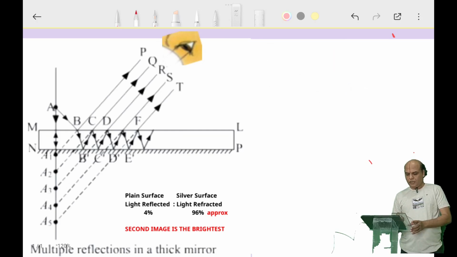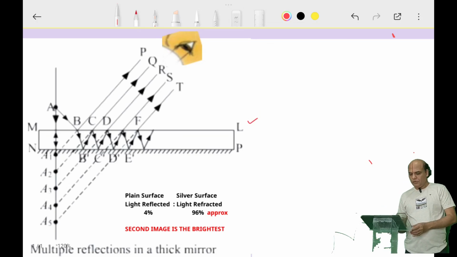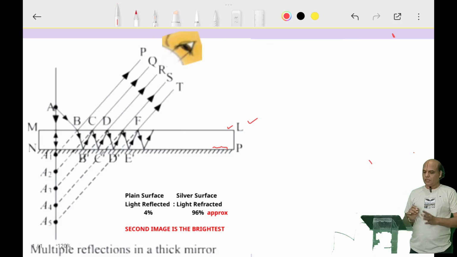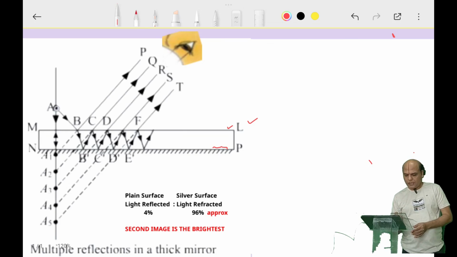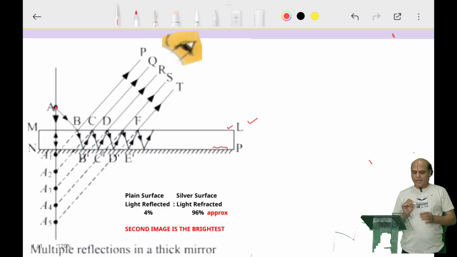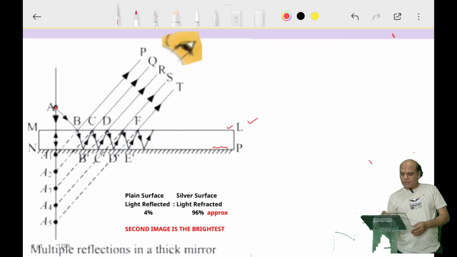Now consider MNPL on the screen. This is a very thick mirror. You see the shaded portion? That is the polished end. This end is polished with a silver surface and is a reflecting surface. Now consider an illuminated object placed at point A, and an observer is looking obliquely at this illuminated object.